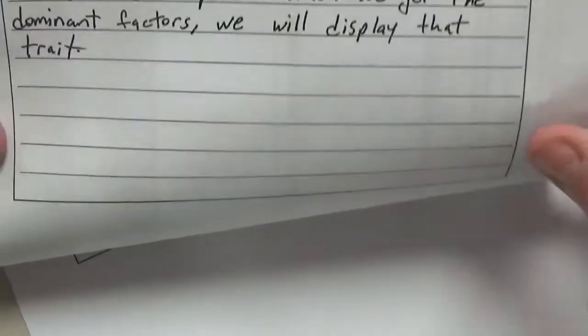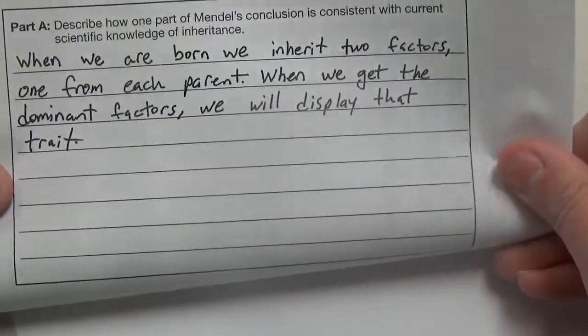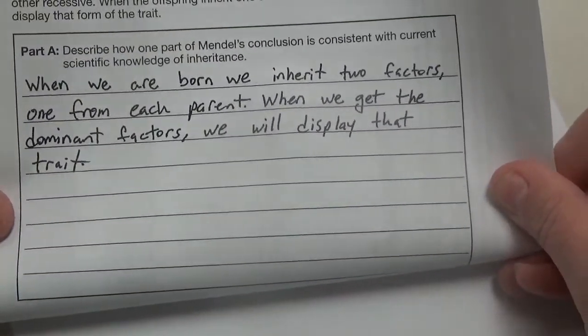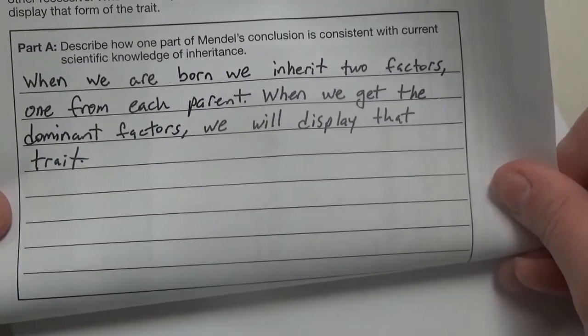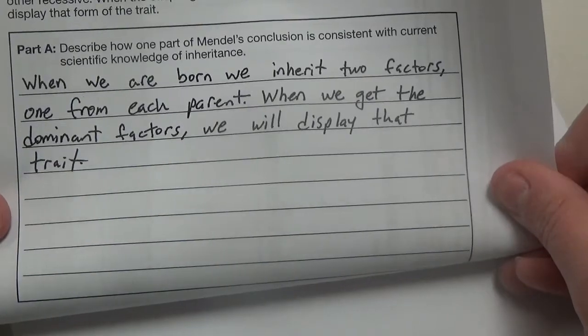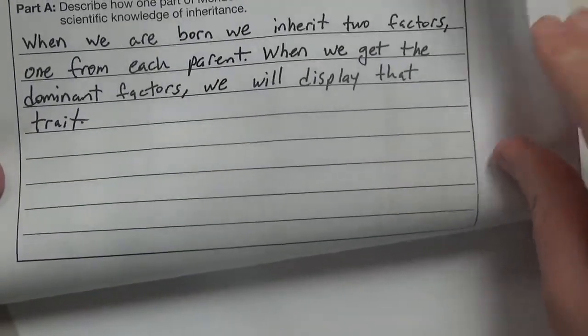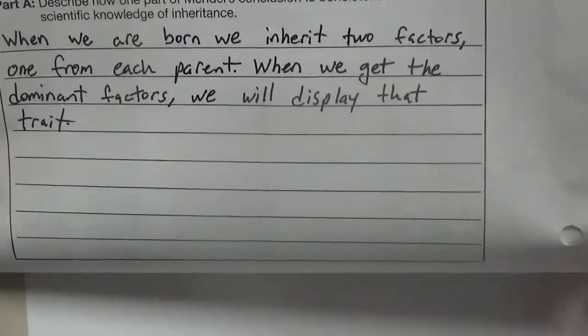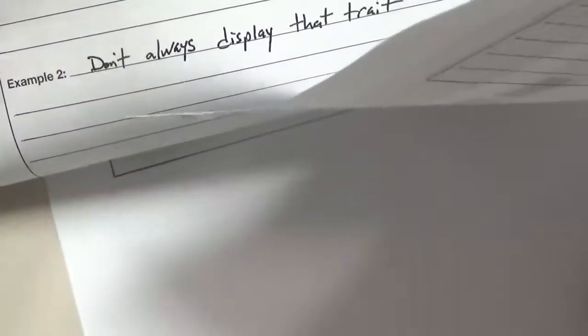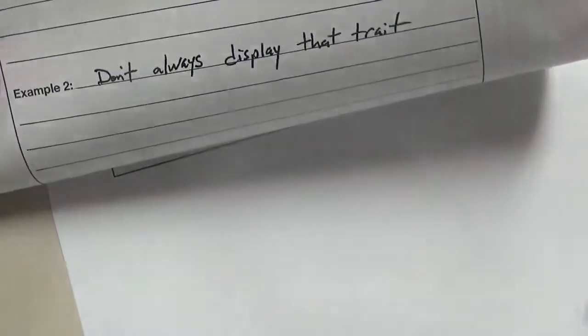All right, a 1-point answer was, when we are born, we inherit 2 factors, one from each parent. When we get the dominant factor, we display that trait. It's something. It's 1 point, okay? Write something to make sure that you get some credit for the answers.